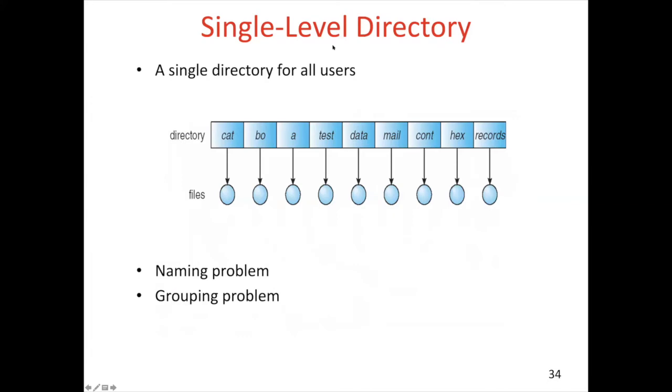Here we have a single level directory. There is a single directory for all users. And we have these directories, and in each directory there are some files belonging to some of the users. There is naming problem and also grouping problem.